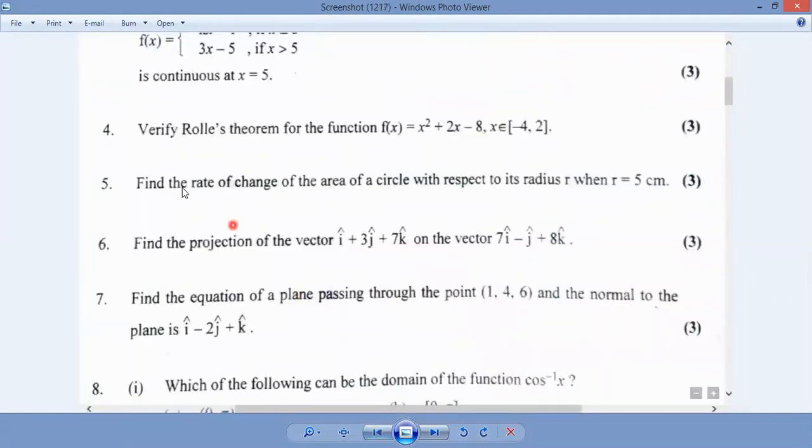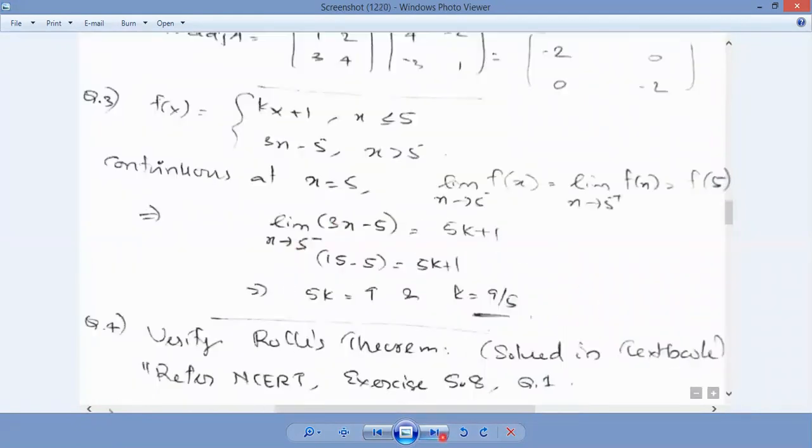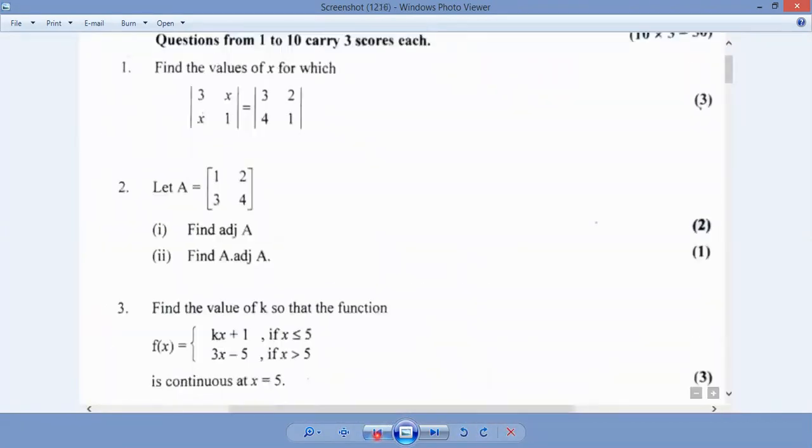Now, the fourth question was to verify Rolle's theorem for this function in this interval. This question is already solved in the textbook, so please refer to the textbook exercise number 5.8, the first question.